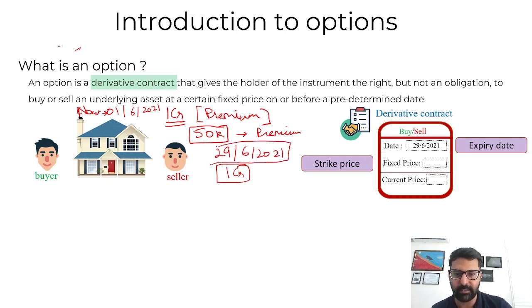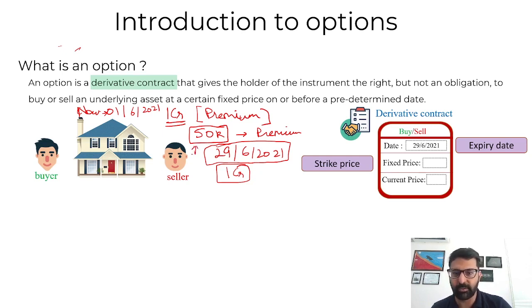After this, the buyer will have to go back to the seller and get a new offer. Then it will not be available at 1 CR. It might be available at a higher price as well, right? So, to get this deal, he has to pay a premium of 50,000.